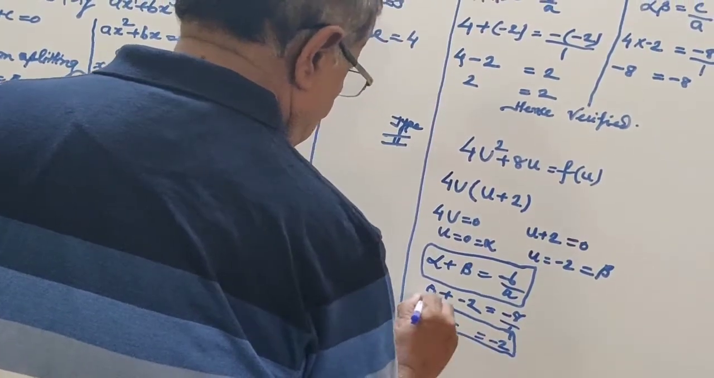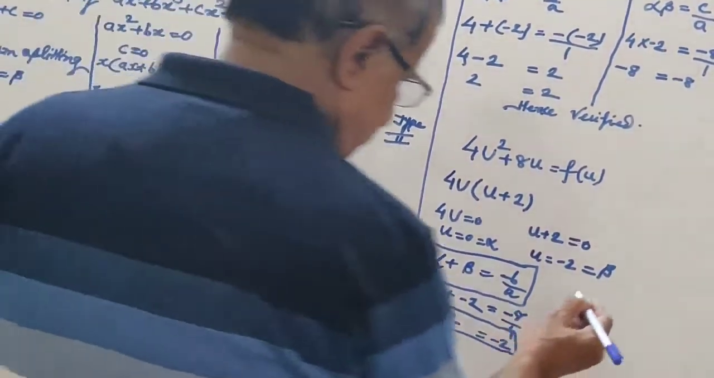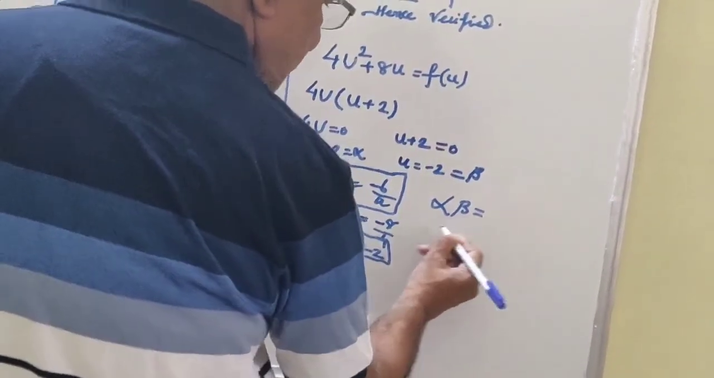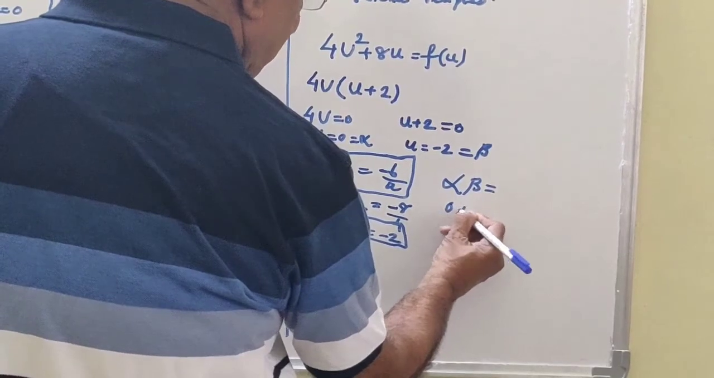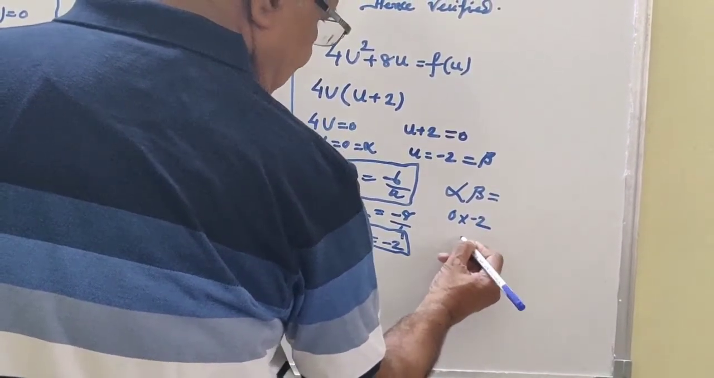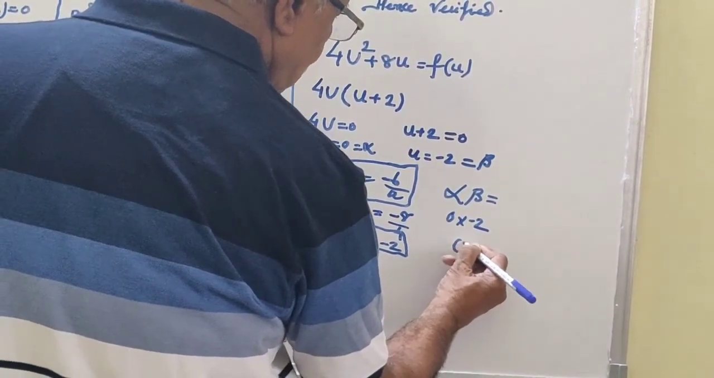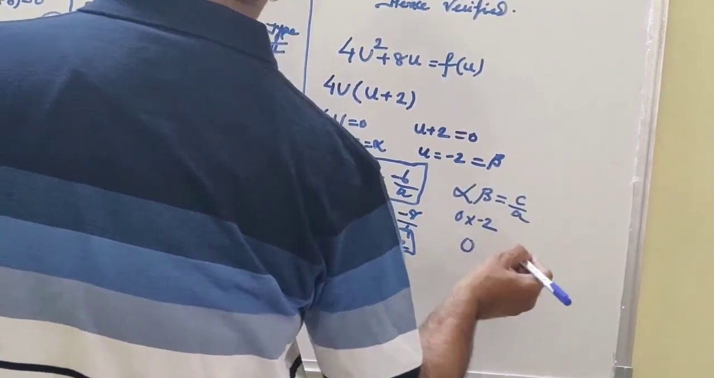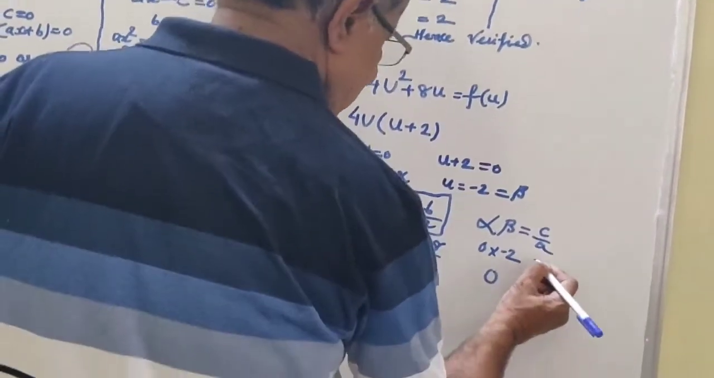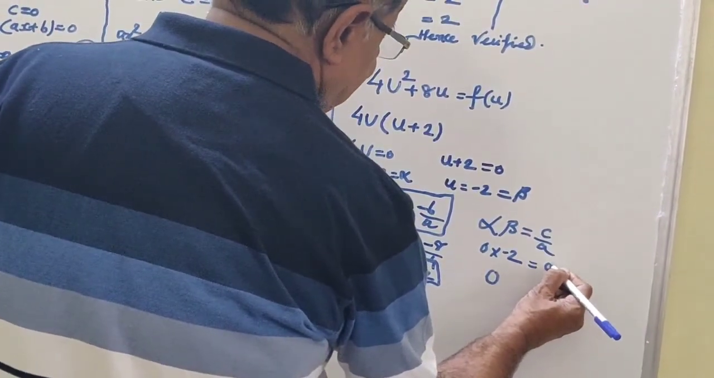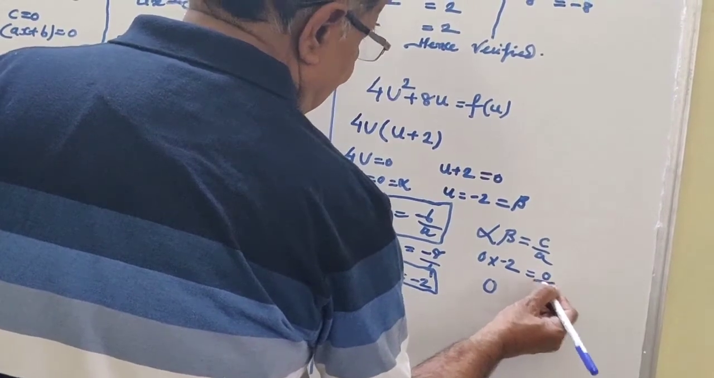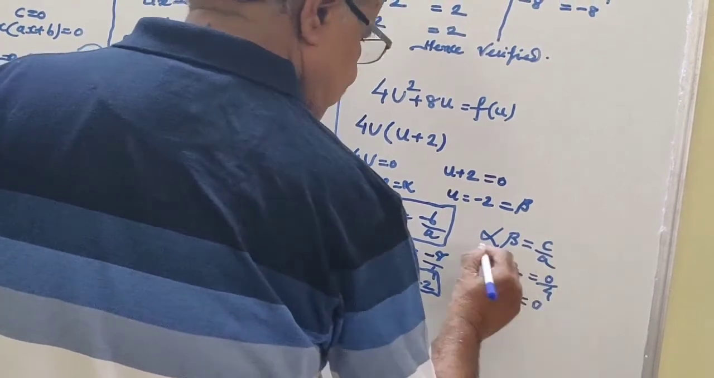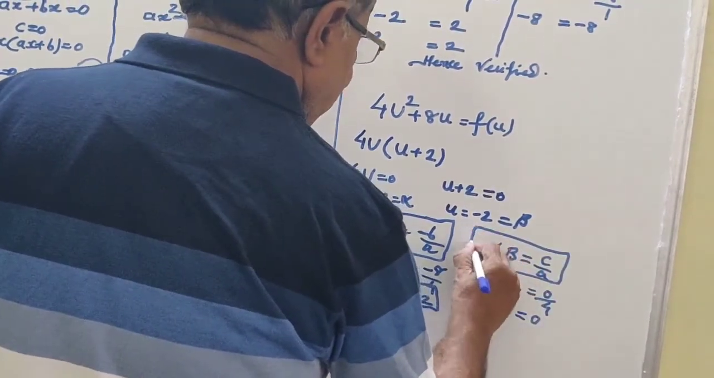Now we will go to another concept, that is alpha into beta is equal to c upon a. Alpha is 0, into minus 2. 0 into any number is 0. Here it is c upon a. This is the second type problem. Therefore c is 0, the constant number is not there. a is 4. 0 upon 4 is also 0. Therefore, it is verified.